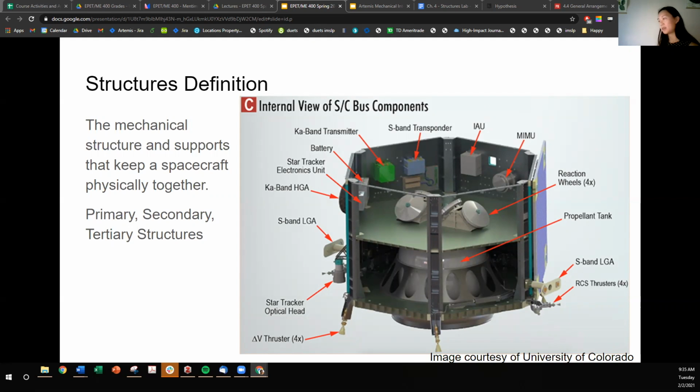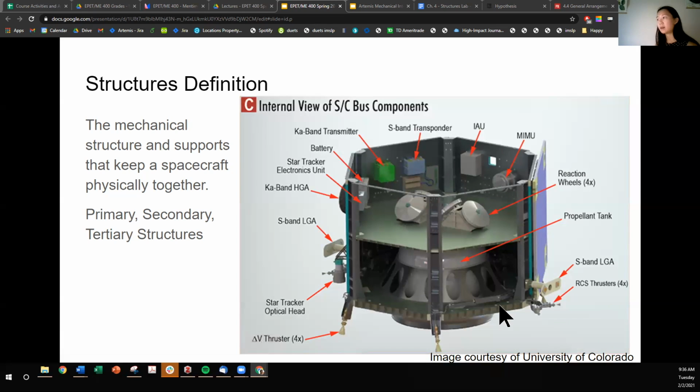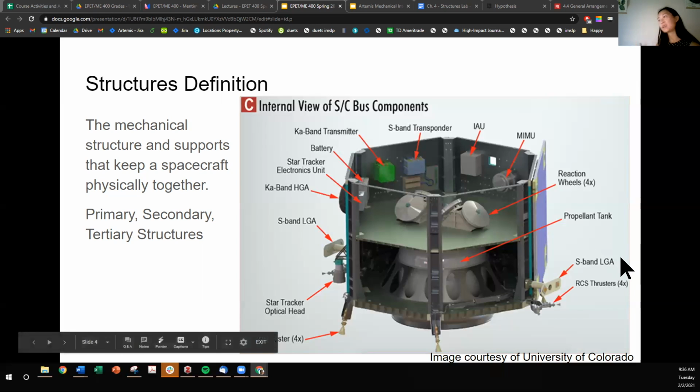But let's look at something that isn't the Artemis CubeSat. Here's a larger spacecraft where the primary structure is this hexagonal frame. The primary structure's responsibility is to take on the major loads of the spacecraft. The major loads could be the launch acceleration and vibration, or the acceleration from propulsive maneuvers during the mission.